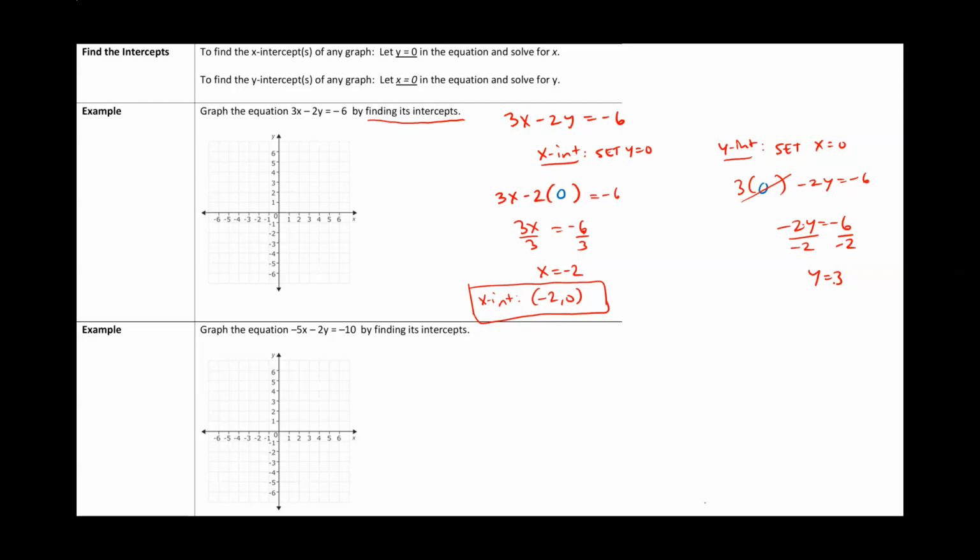But we can't stop there. We have to write any point as an ordered pair, which means an x and a y coordinate. So for the y-intercept, we set the x value equal to 0, the y value is 3, and this will be the y-intercept. Okay, so if I graph this, this is my x-intercept, negative 2, 0. This is my y-intercept, 0, 3, and I'm going to have a line through these 2 points. Okay, the next example, let's do this one in class.